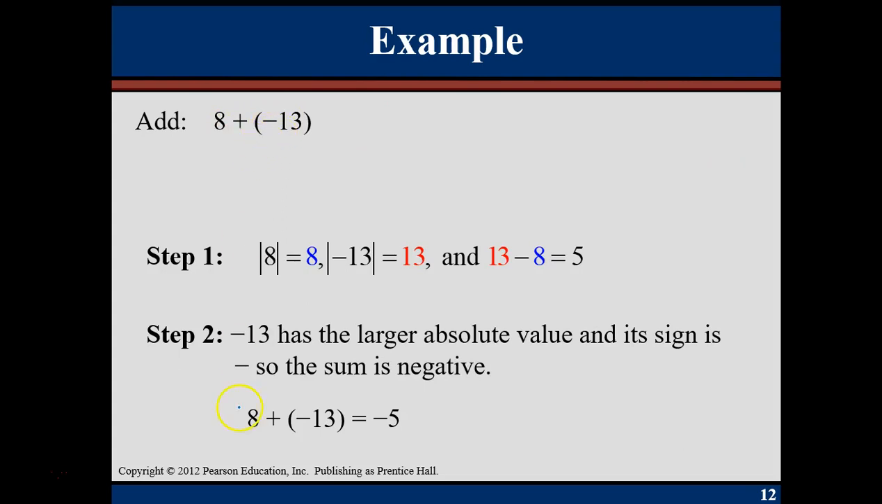8 plus a negative 13. Well, the absolute value of 8 is 8, and of course the absolute value of negative 13 is 13. The difference between the two is 5, but now 13 is the larger absolute value. It has more power, so it gets to give the sign, and so my answer is negative 5.